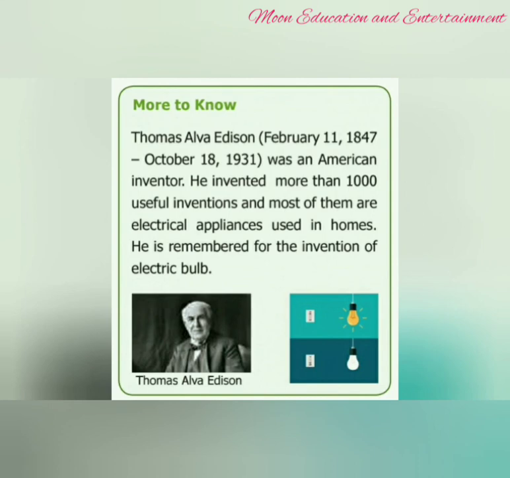Let us know more about the person who invented the electricity. Thomas Alva Edison was born on February 11, 1847, and died on October 18, 1931. He was an American inventor. He invented more than 1,000 useful inventions, and most of them are electrical appliances which are used in our homes. He is also remembered for the invention of the electric bulb.